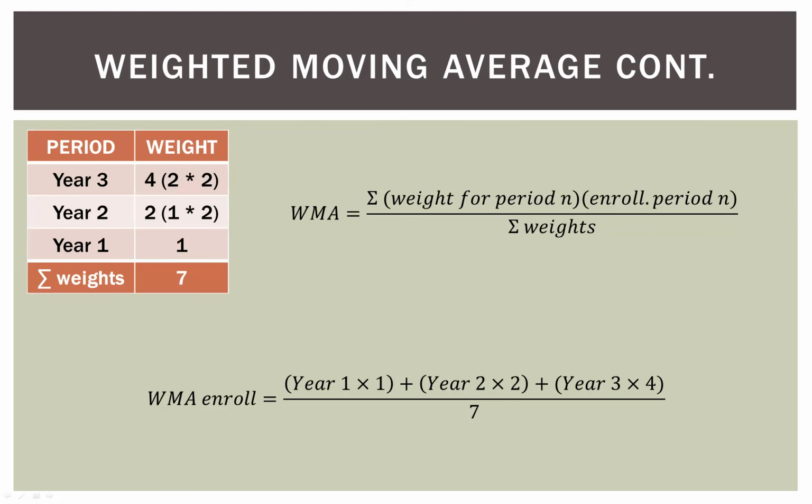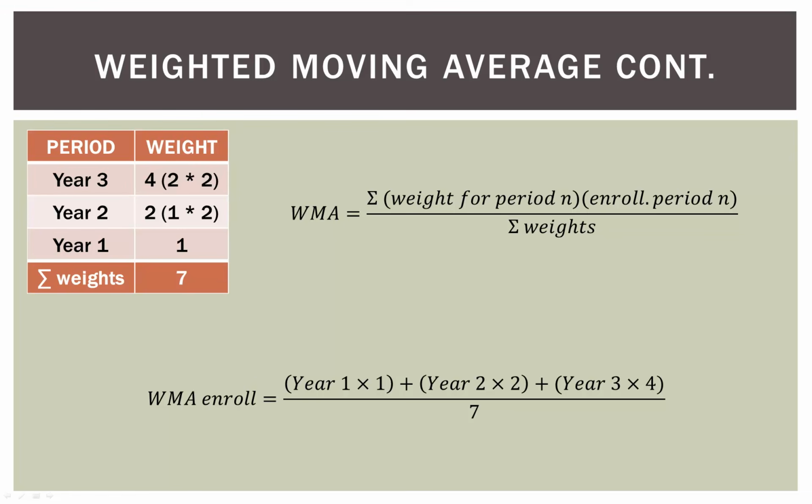So on the left-hand side, you can see our periods. You can think of it as year 3 is the most current, year 2 is 2 years ago, and year 1 is 3 years ago. So year 1, which is 3 years ago, we're not going to give that much weight. We'll give it a weight of 1. Then the next year we'll give a weight of 2, which is twice year 1. And then year 3, which was basically last year, we'll give a weight of 4, which is twice the weight of year 2. So we're emphasizing year 3 much more than year 2, and year 2 much more than year 1. And definitely year 3 more than year 1, 4 times the weight.